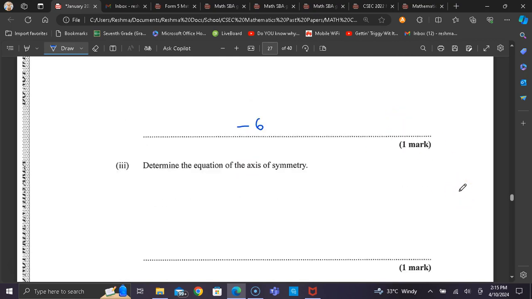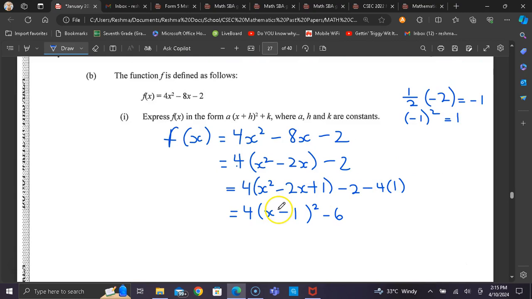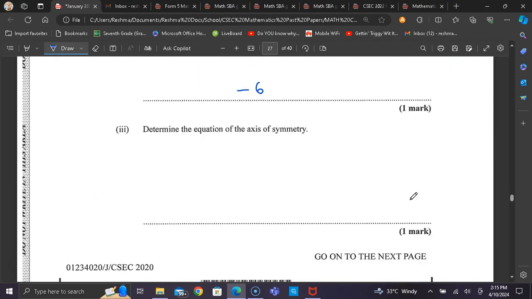And part 3, determine the equation of the axis of symmetry, and this is worth 1 mark. So the axis of symmetry will be when the part in brackets is equal to 0. So when x minus 1 equals 0, then we get x is equal to 1. Okay, so that's our equation of the axis of symmetry.